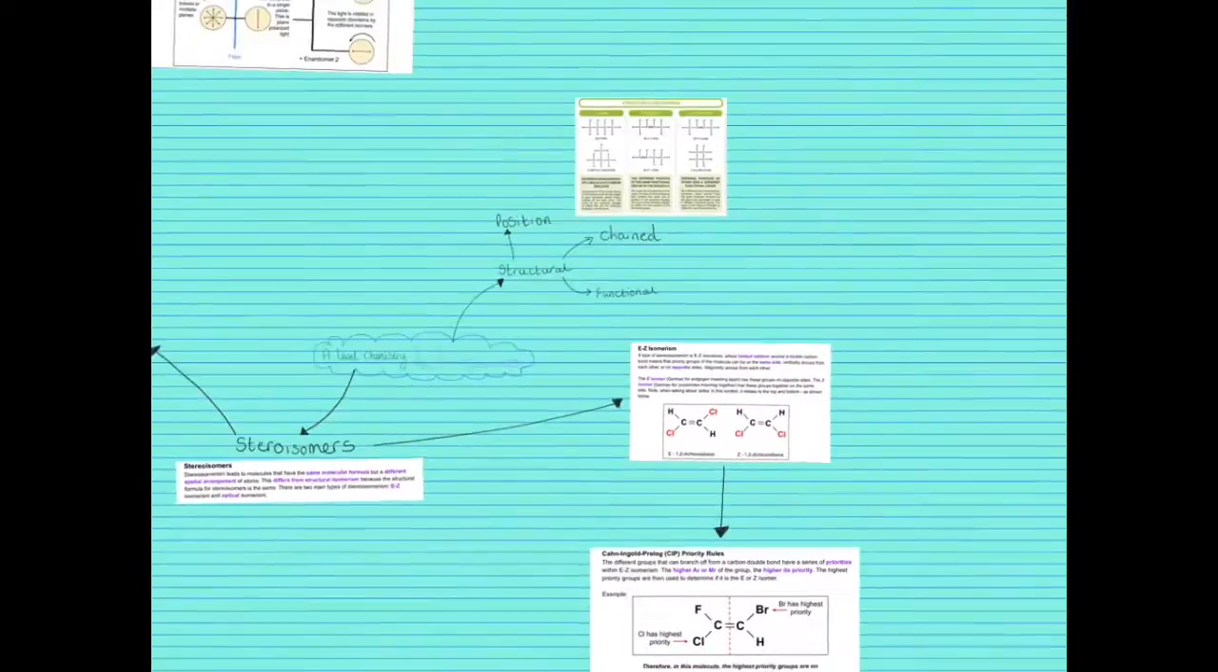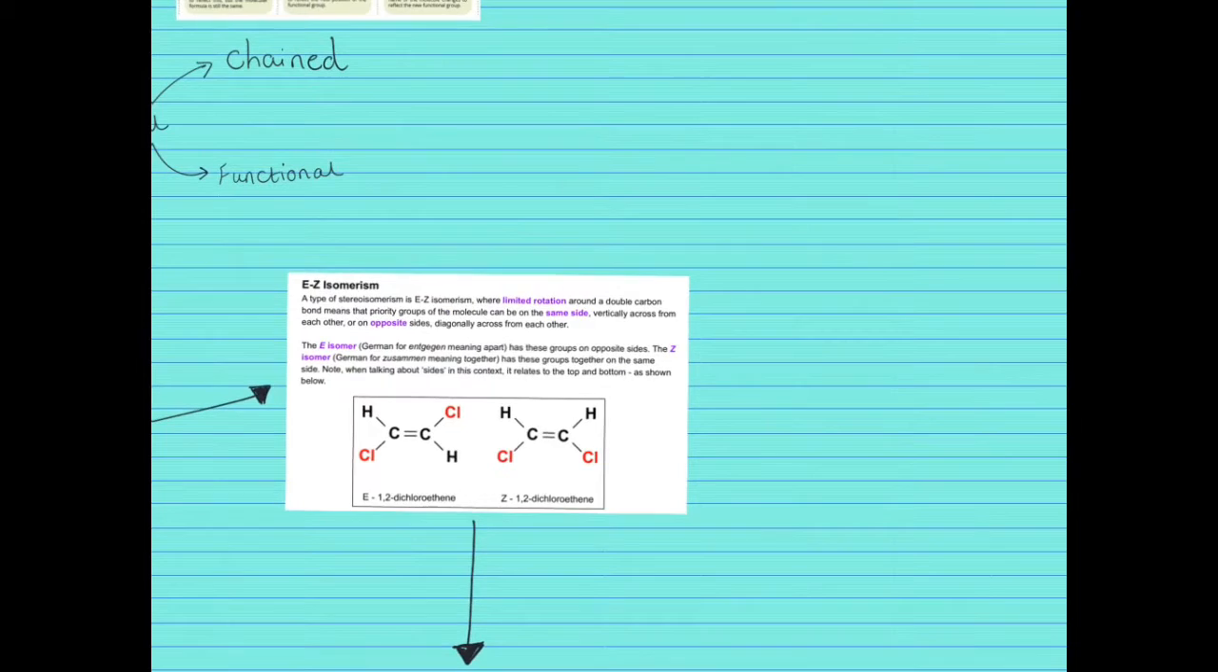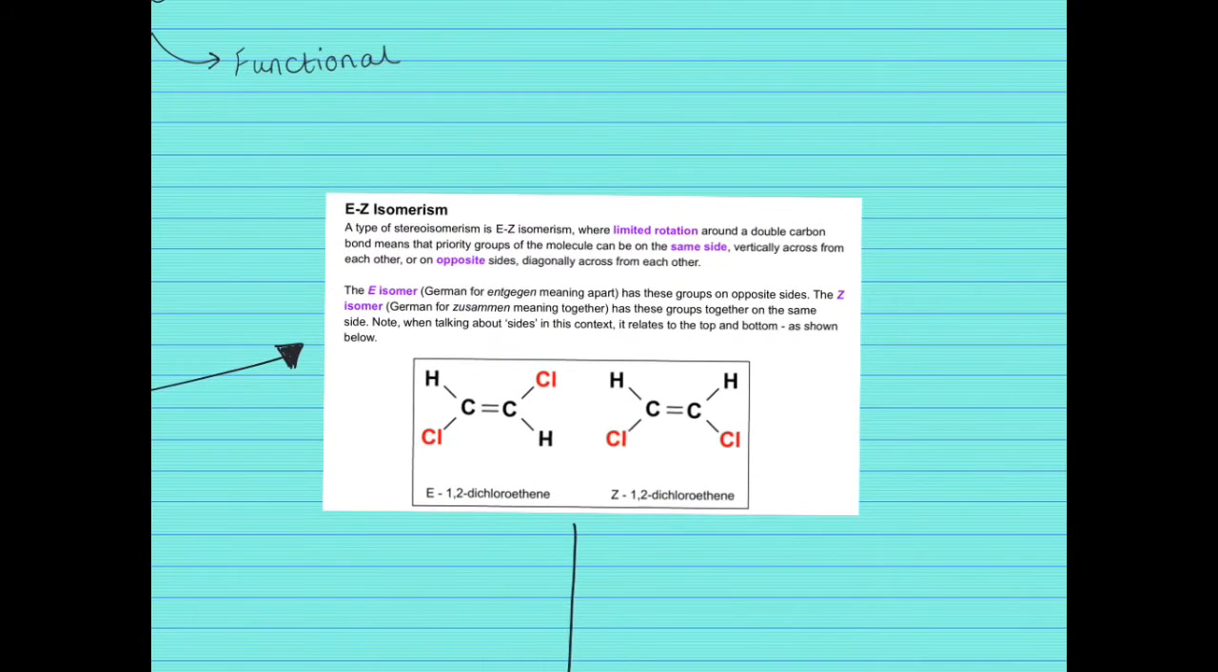So EZ isomers are the isomers that we did last year. They have limited rotation around their double bonds. Remember, if the groups are opposite each other, it's an E isomer, and if they're on the same side as each other, it's a Z isomer. You are looking at it like that.